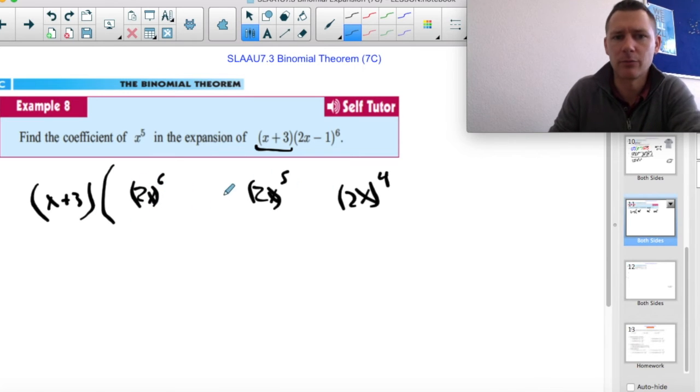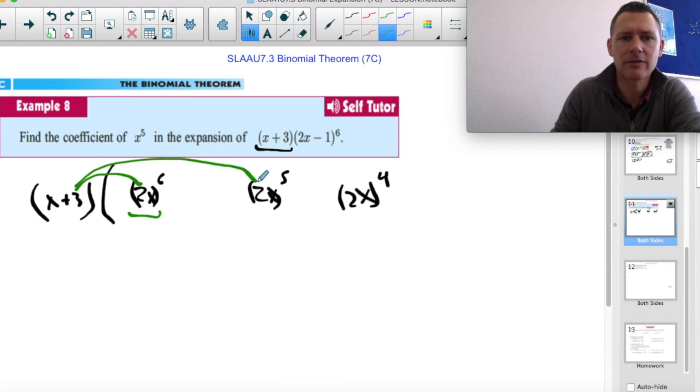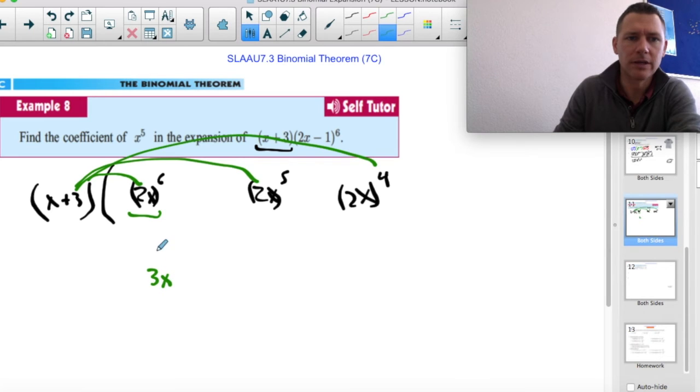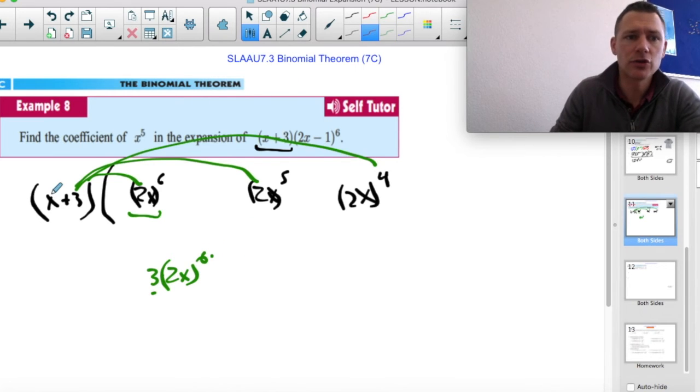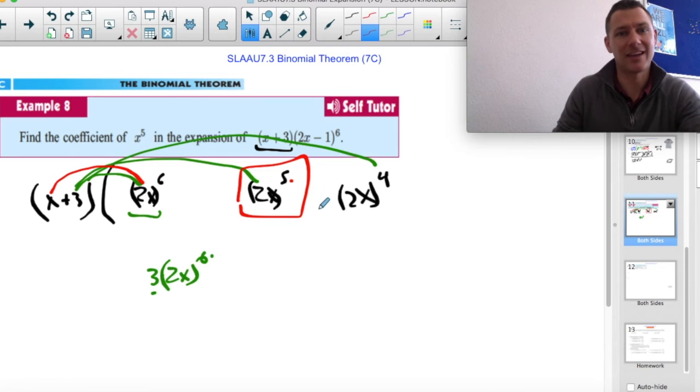Regardless of what's happening with the other things, when you distribute the 3 in, you get a 3 times 2x to the 6th and a 3 times 2x to the 5th. The 3 doesn't affect the exponent, right? You get 3 times 2x to the 6th, and the 3 doesn't change the 6. But later, when you distribute the x in, this becomes 2x to the 7th, and this one becomes 2x to the 6th.